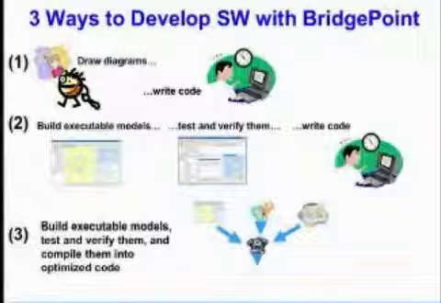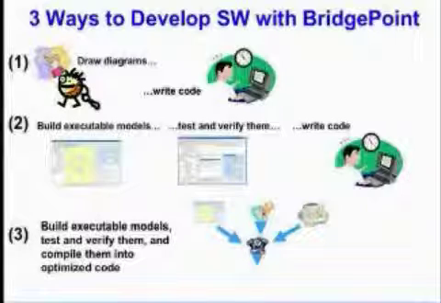Note that there are three ways that we can use BridgePoint to develop applications. BridgePoint is, first of all, a UML tool, which allows you to draw diagrams. The strength of UML in its diagramming is communication. So at the first level, I use UML to communicate the meaning of my application to others within the team, and then I can take those diagrams and write the code by hand inside those diagrams.